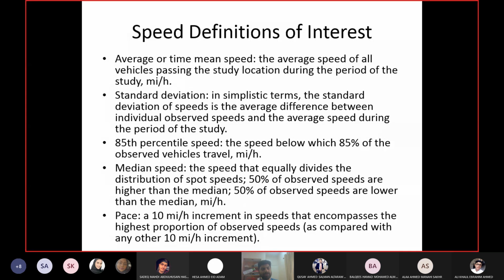If the pace range is 50 to 60 miles per hour, and I'm telling you 60% of the drivers are driving in this range, and this is my pace value. So this means what? There is no other 10 mile per hour range in this data in which you can find more than 60% drivers. That means there is no other range of 10 miles per hour in this data where you can have more than 60% drivers.